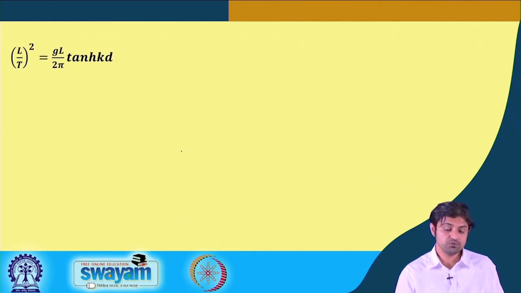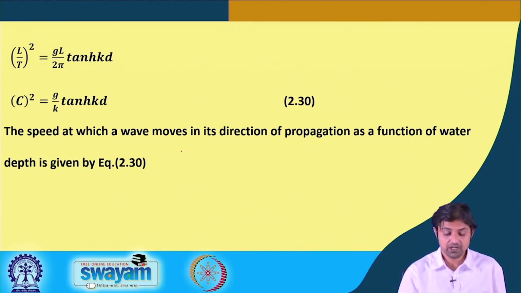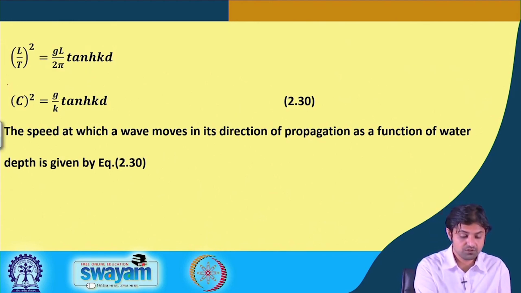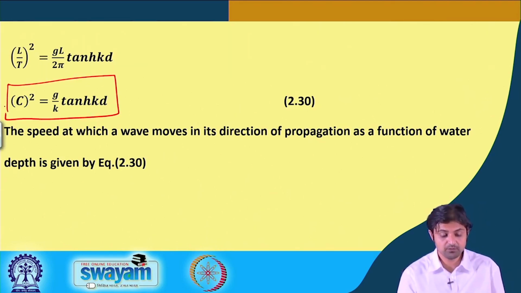Substituting σ and k in terms of T and L, we get (L/T)² equal to gL/2π tanh kd, or C² equal to g/k tanh kd, because L/T can be written as C. So, the speed at which a wave moves in the direction of propagation as a function of water depth can be given by this equation. Earlier we obtained the velocity potential at constant depth, but now we have found the speed of the wave as a function of water depth.